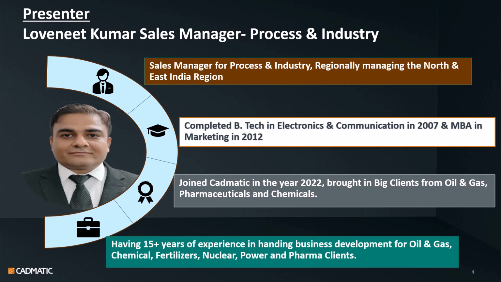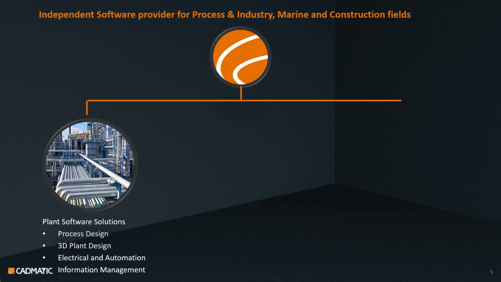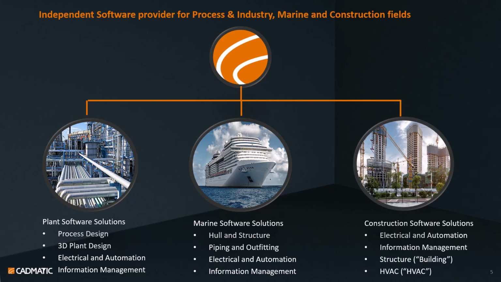We are an independent software provider for process industry, marine and construction fields. In process industry, we have plant software solutions for process design, 3D plant design, P&ID design, electrical and automation. In marine software solutions, we provide hull and structure, piping and outfitting, electrical and automation. In construction, we have electrical and automation, structures and HVAC. Information management solutions and electrical and automation are common in all three verticals. Today's webinar mainly focuses on process industry 3D design application, so we will give you a brief of our offering in the process industry vertical.